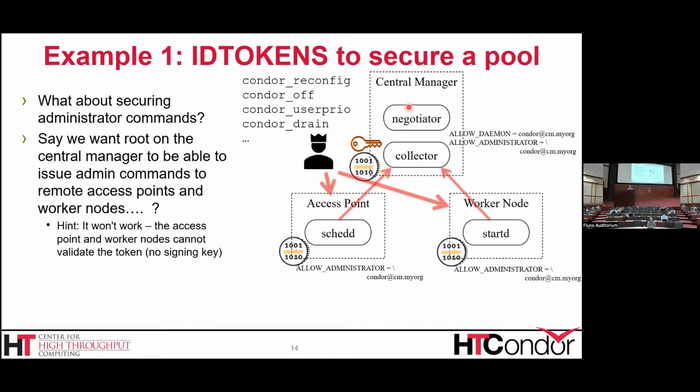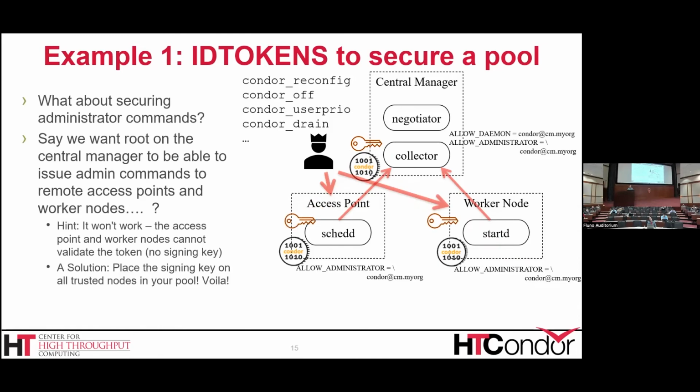If I go into the central manager and say condor_drain this worker node, maybe I'll use this token to try to prove who I am to the worker node. But the worker node has no signing key installed on it to verify this token, because remember, tokens are always client to server.